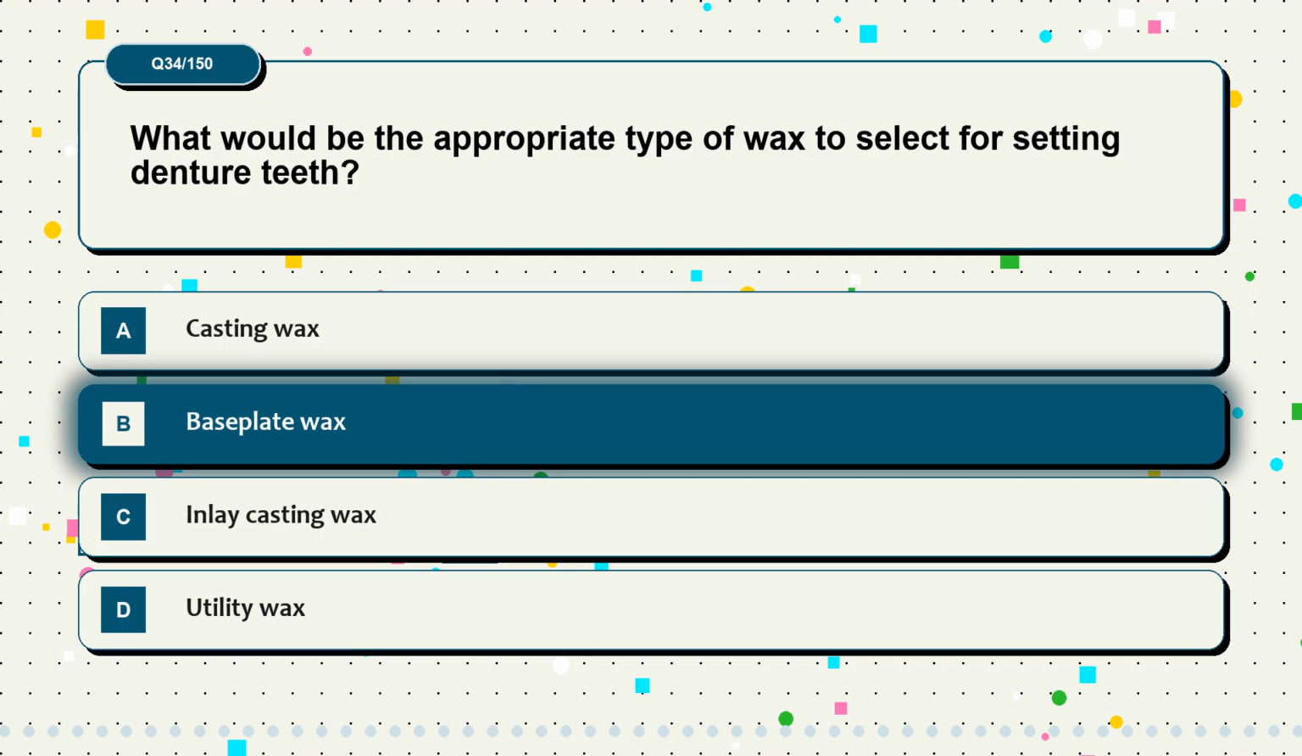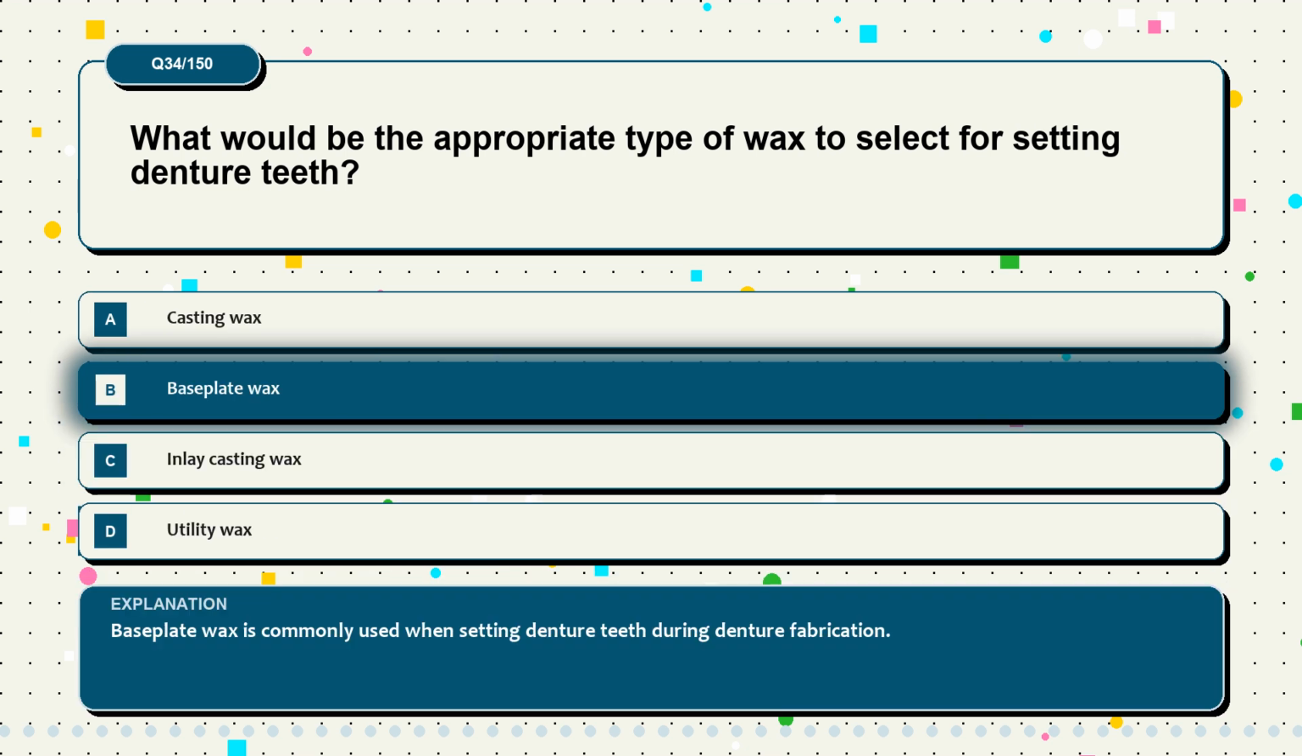The correct answer is option B, baseplate wax. Baseplate wax is commonly used when setting denture teeth during denture fabrication.